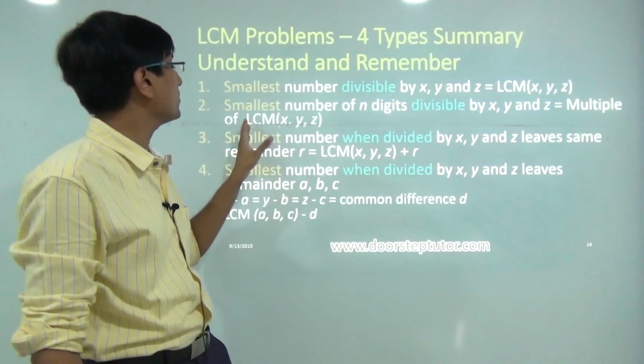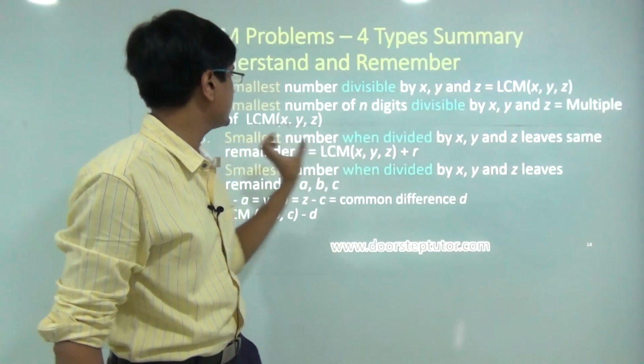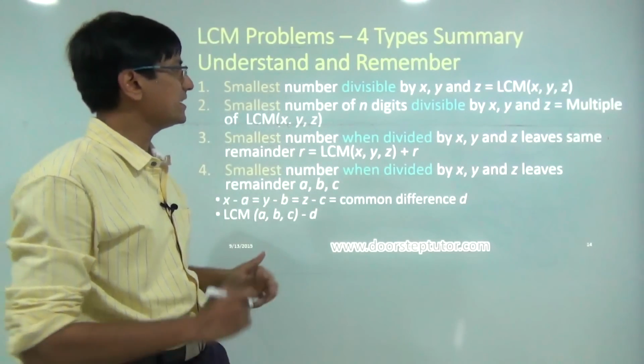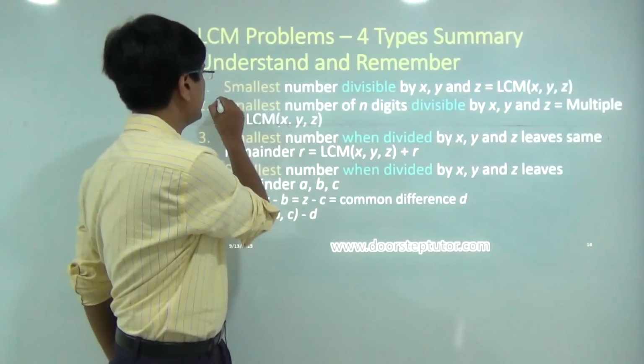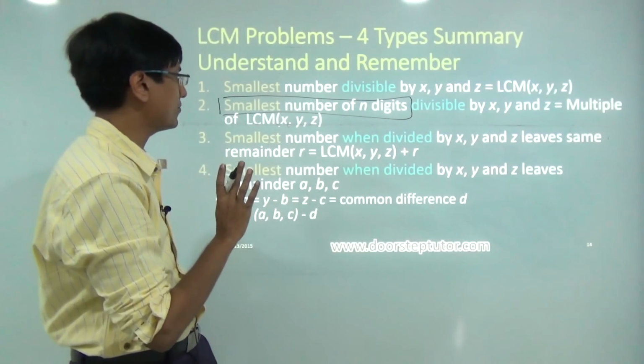Okay, so multiple of LCM of x, y and z. So not only do I have to find the LCM, I first find the LCM and then I find the multiple of LCM which satisfies this condition. That is all I have to do.